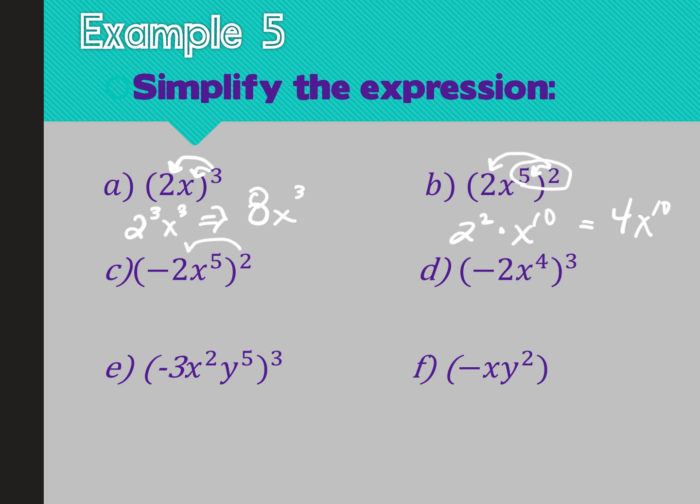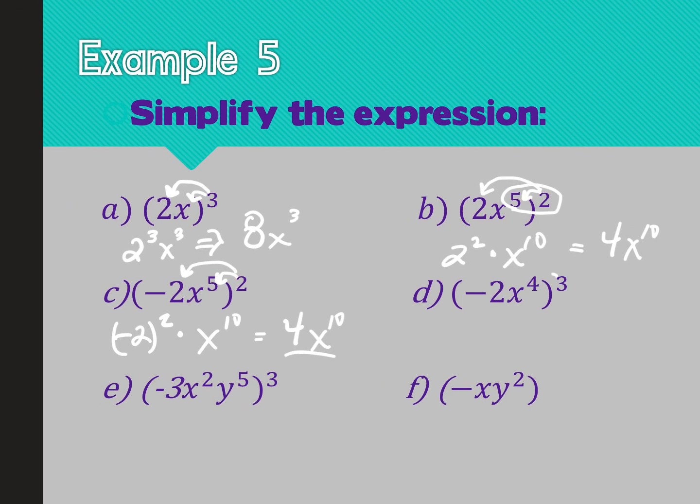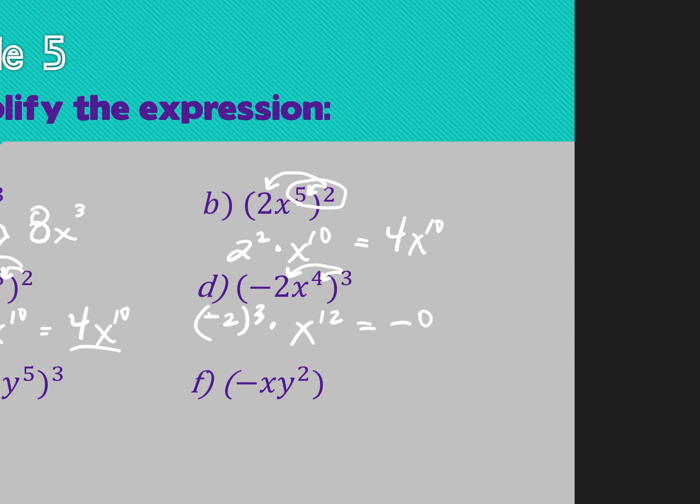Again, I'm going to take the 2 and distribute it. So negative 2 squared times x, raising a power to a power, so it's 10. Negative 2 squared is 4. And then 5 times 2 is 10, so x to the 10th. Again, we're going to distribute our exponent to everything. So I have negative 2 cubed times, when I raise the power to a power, 4 times 3 is 12. So negative 2 cubed is going to give me negative 8, and then x to the 12th.